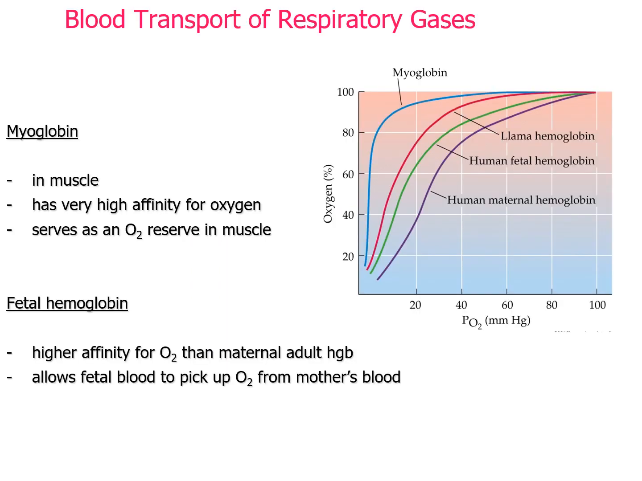Remember, you also have myoglobin in muscles, which has a very high affinity for oxygen. It serves as an oxygen reserve. Here's the oxygen myoglobin dissociation curve. It only gives up any significant amounts of oxygen when the surrounding PO2 gets really, really low.